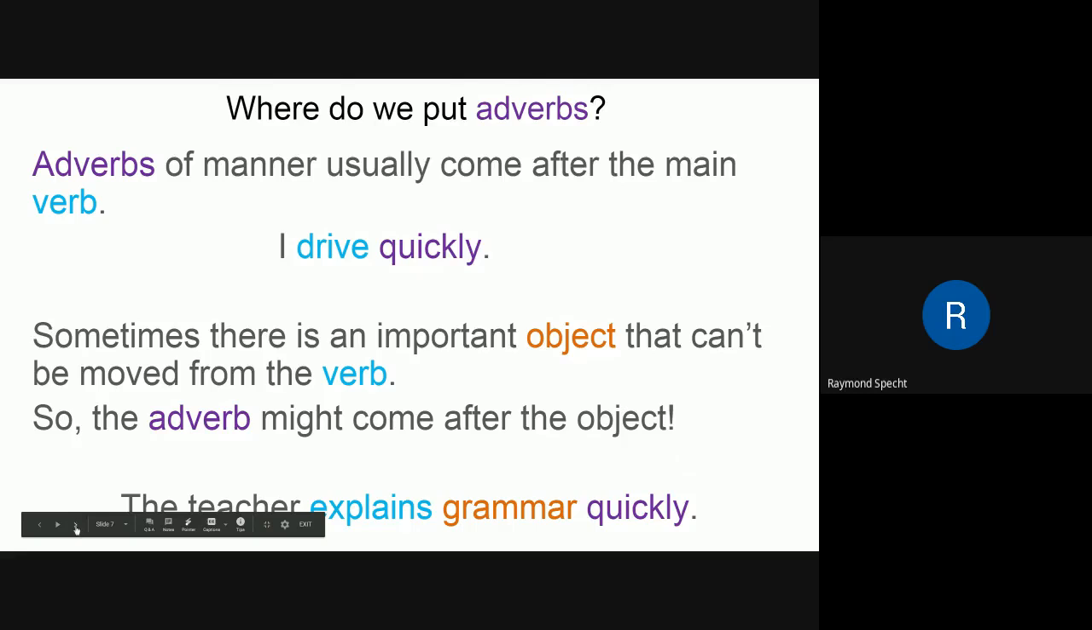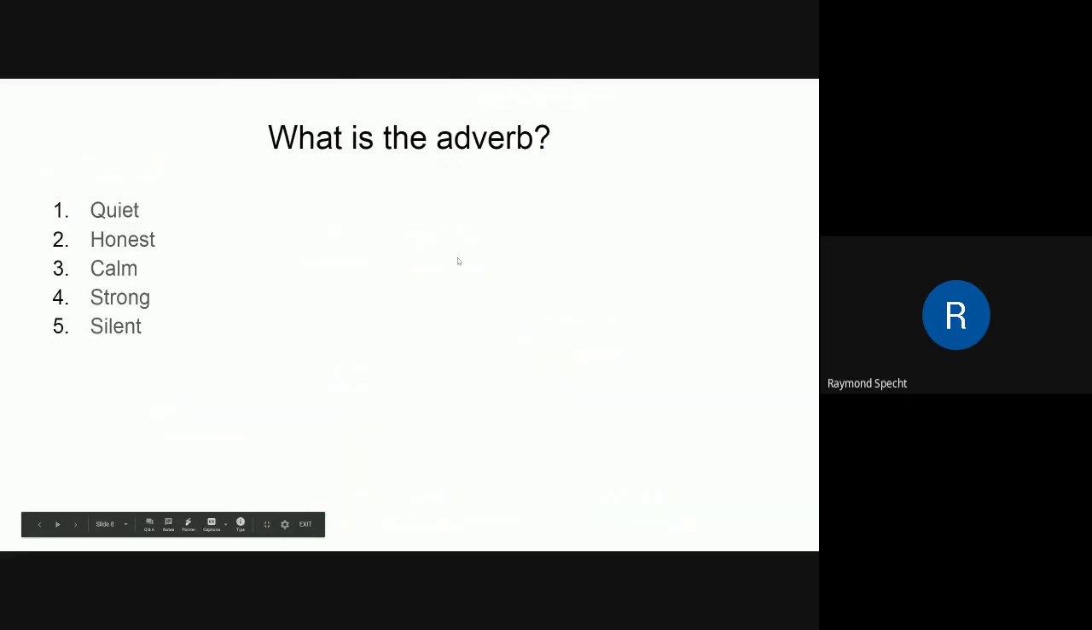All right, next slide. What is the adverb? So let's take a look at all of our words here. Quiet, honest, calm, strong, silent. What I want you to do is take 2 minutes and go through here and write down the adverb form of these words. So take 2 minutes, write your adverb form.